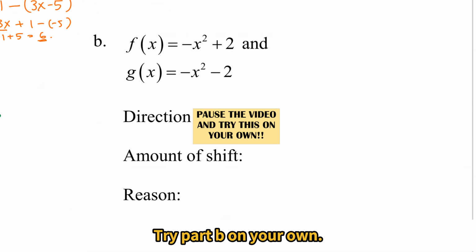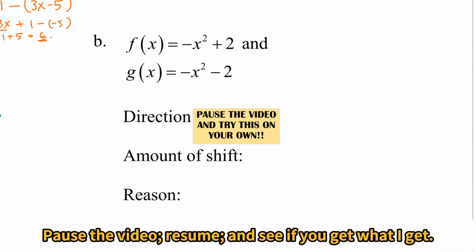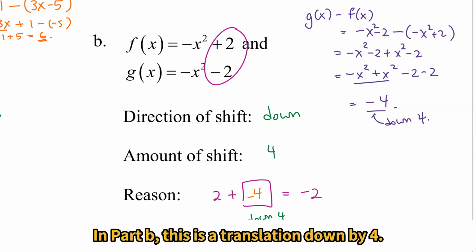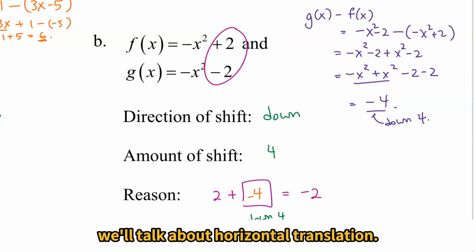Try part B on your own, pause the video, resume, and see if you get what I get. In part B, this is a translation down by 4. In the next part of our lesson, we'll talk about horizontal translations.